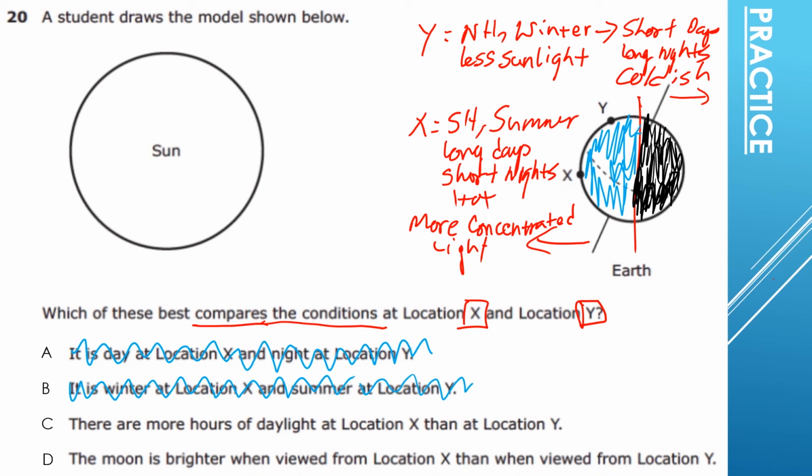There are more hours of daylight at location X than at location Y. Now that one is true. Now remember, we're looking for what best compares it, so we need to double check our last answer.